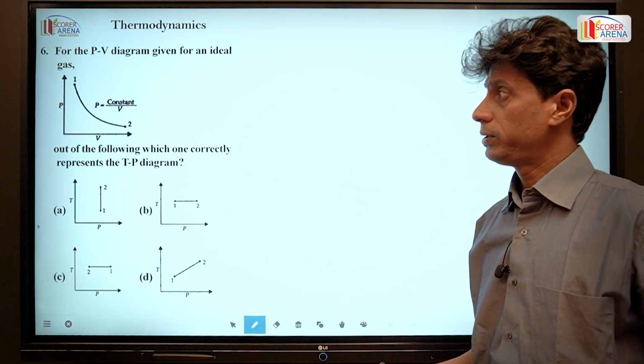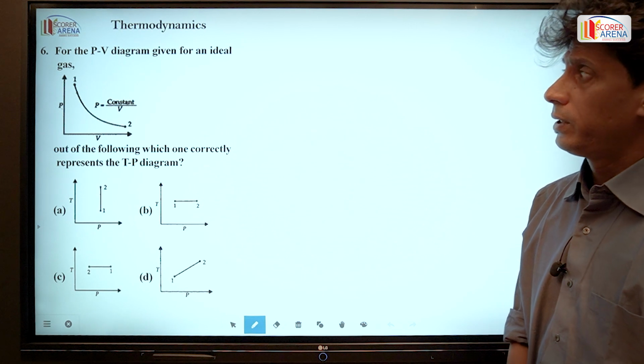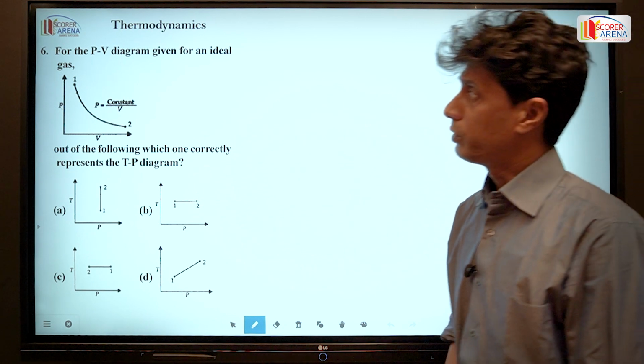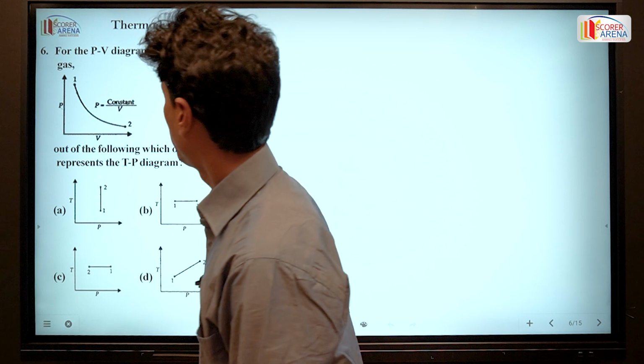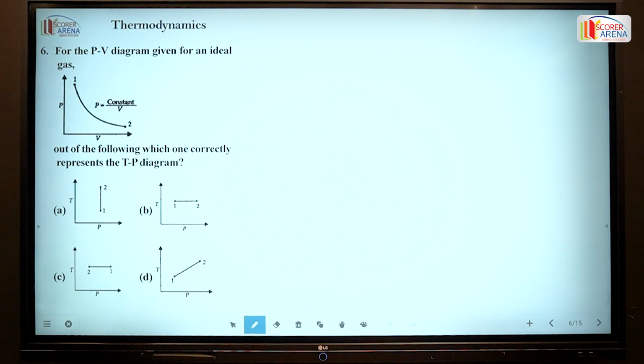So now the question on the screen is 6. Here one question on the screen: the PV diagram is given of an ideal gas. It is a P versus V graph. Out of the following, which one correctly represents the T versus P diagram?